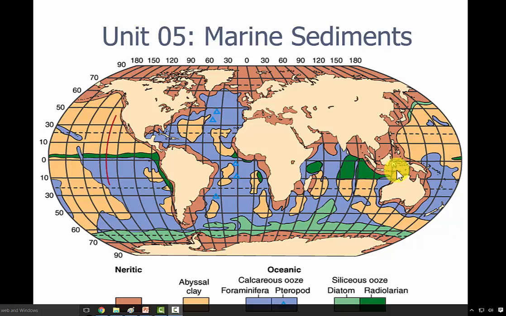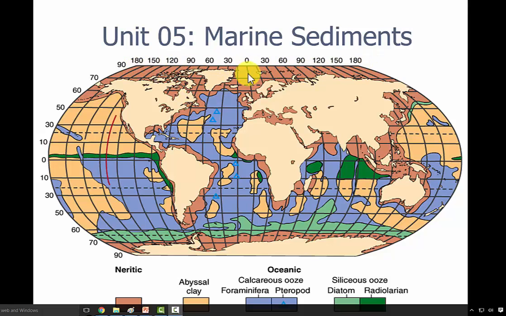Hello, and what we're going to do now is talk about our first section in Unit 5. This is about marine sediments, and we're going to talk about the dust and dirt that accumulates at the ocean floor. A lot of it comes from the land, and you can take a look at here. Neritic actually means close to shore, and going up to the Arctic Ocean.